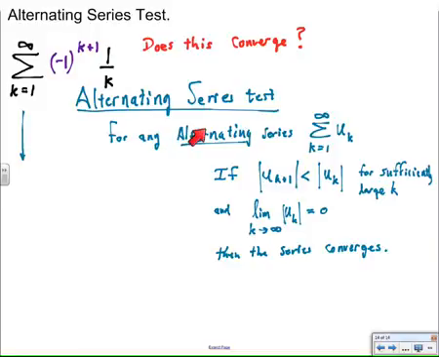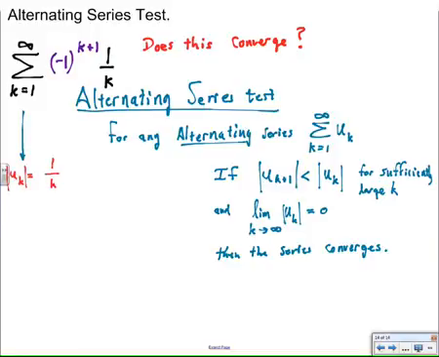We need to have an alternating series. The absolute value of the terms in the series should decrease over time, and as we allow the sequence to approach infinity terms, the sequence itself should converge on 0. If that's the case, then the series will also converge.